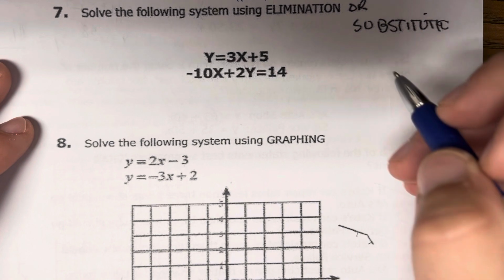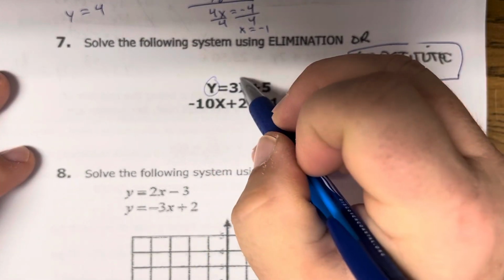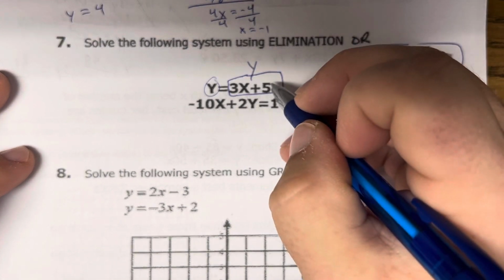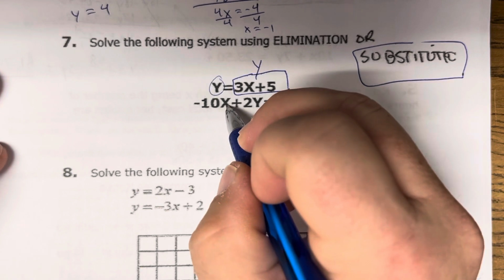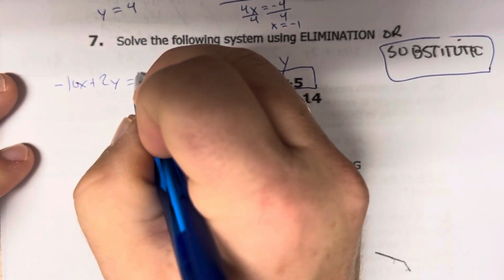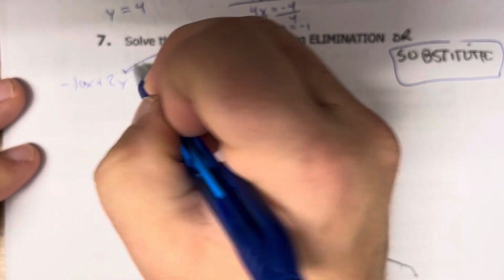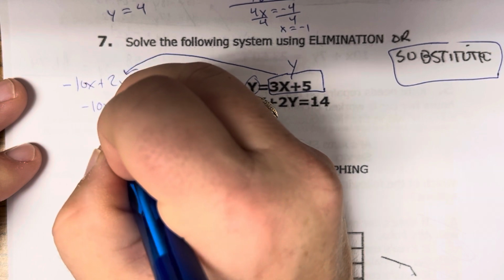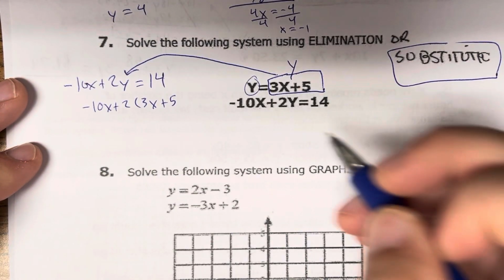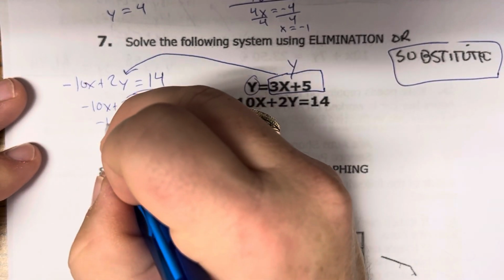On number 7, this one's going to be easier substitution because I already have the y by itself right here. So this box right here represents the y. And so we're going to take this box and plug it into the other equation. So I'll rewrite this over here. -10x plus 2y is equal to 14. And we're going to plug in this box for the y. And so -10x plus 2 times 3x plus 5 is equal to 14, and we'll distribute this 2.